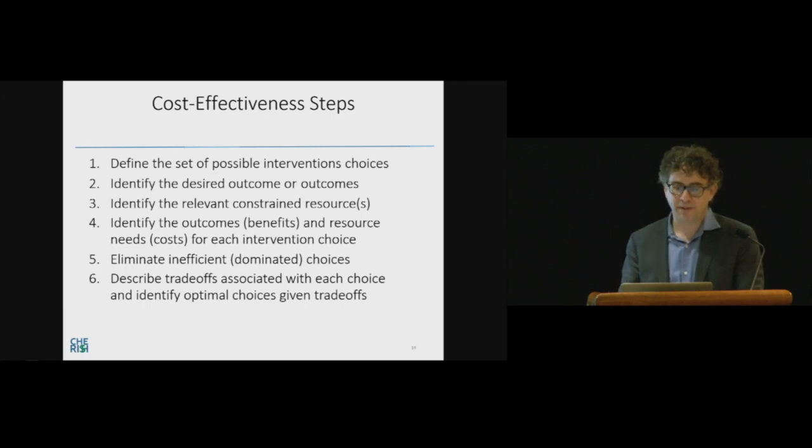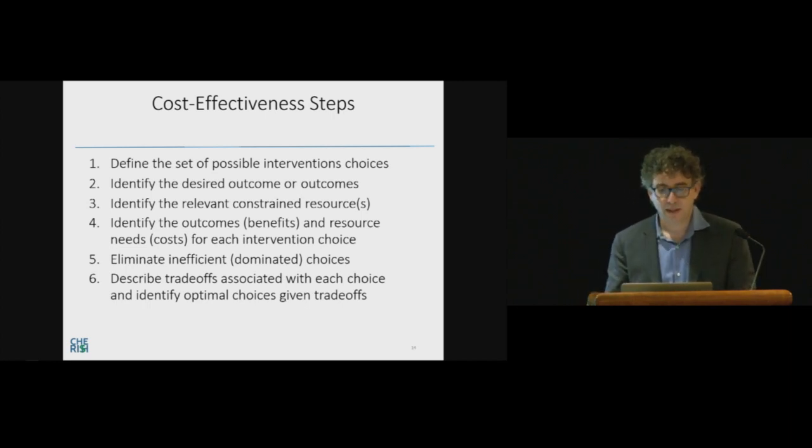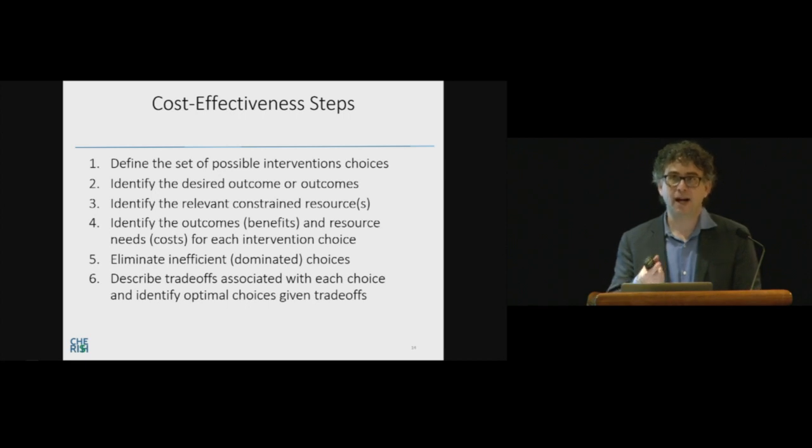So the first step is going to be to define the set of possible intervention choices. The second step will be to identify the desired outcome or outcomes. Then we're going to identify the relevant constrained resources. We're going to identify the outcomes or the benefits and the resource needs or the costs for each intervention that we're considering. Then we're going to do the analysis, and what comes out the back, we're going to eliminate inefficient or so-called dominated choices. And then we're going to describe the trade-offs between the strategies that remain standing and we're going to define the value of those strategies using an incremental cost effectiveness ratio. So for the next bit of the talk, I'm going to walk through each of these steps bit by bit. Next slide, please.